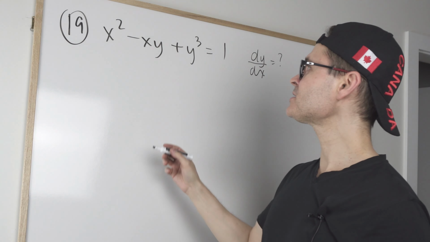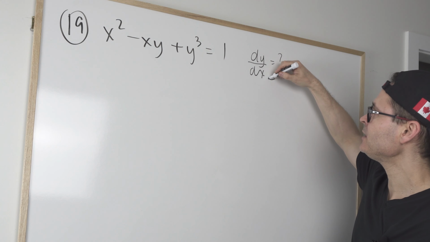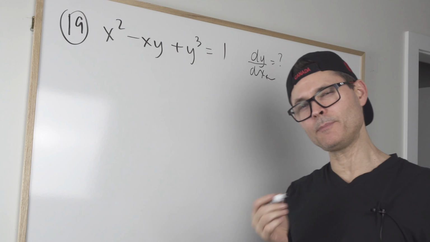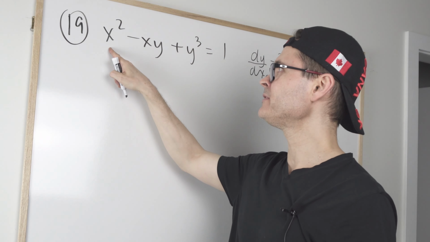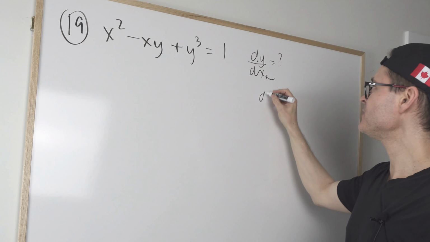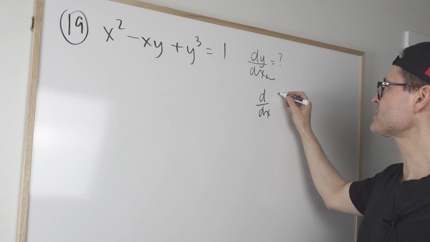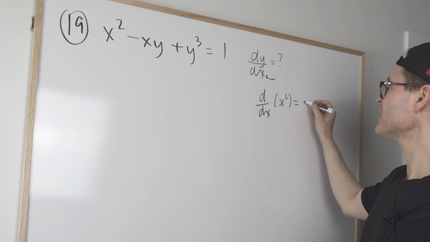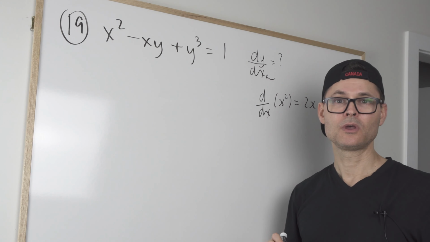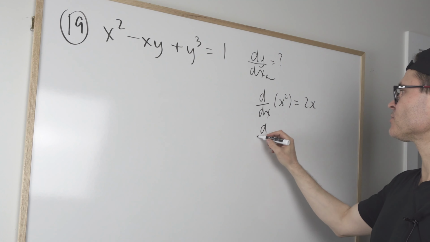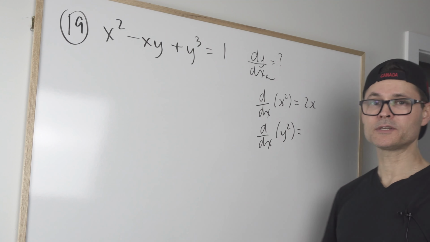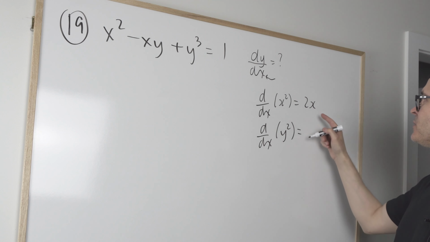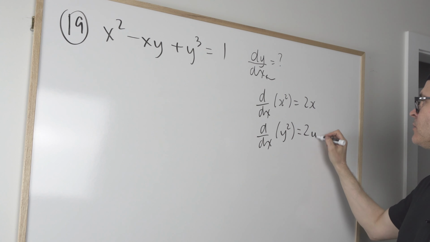Okay, so let's get started. Don't forget, we're differentiating with respect to x. So x is the independent variable, which means that if I take the derivative d by dx of x squared, that's actually equal to 2x. But if I take the derivative of y squared, this is where it's going to be different. I still do the same thing. I bring the 2 down front, y.